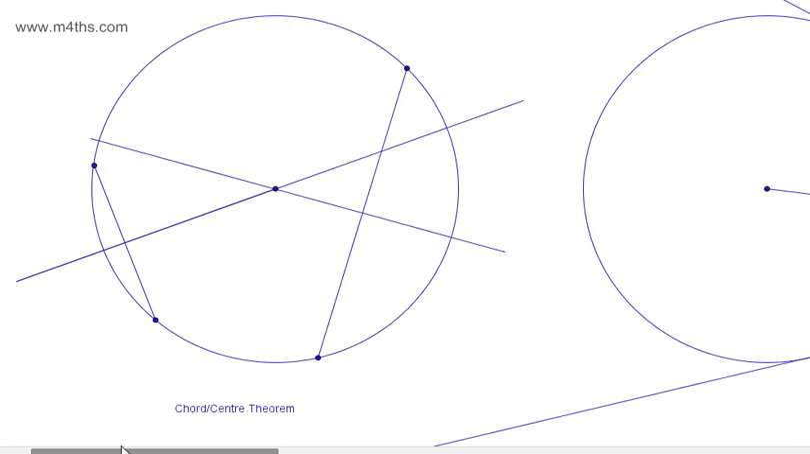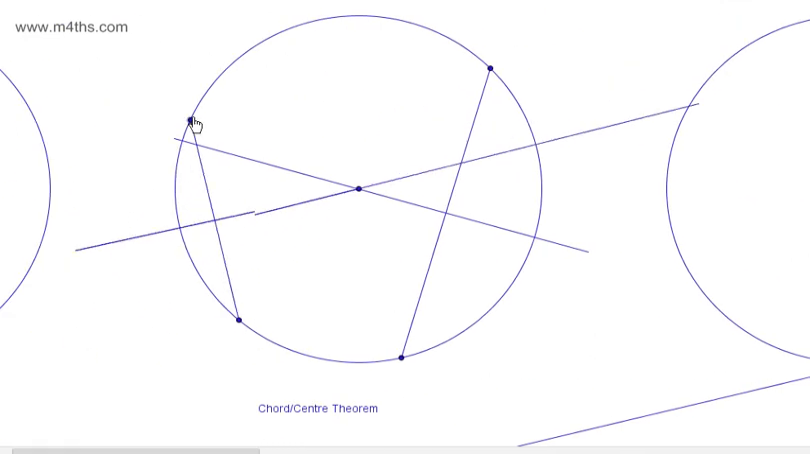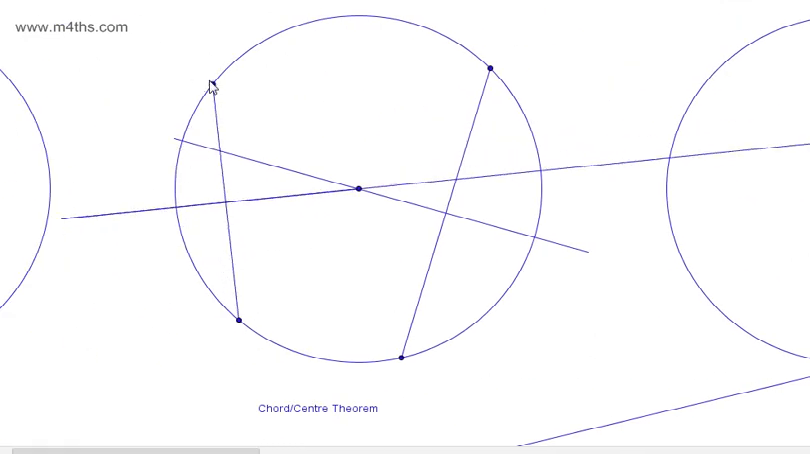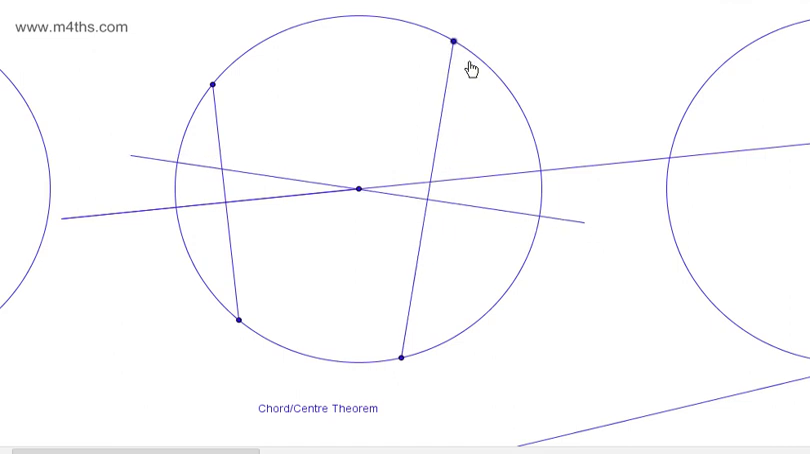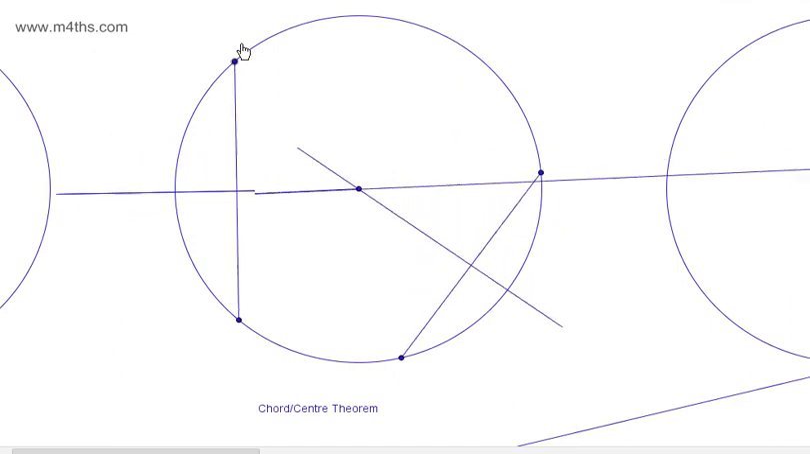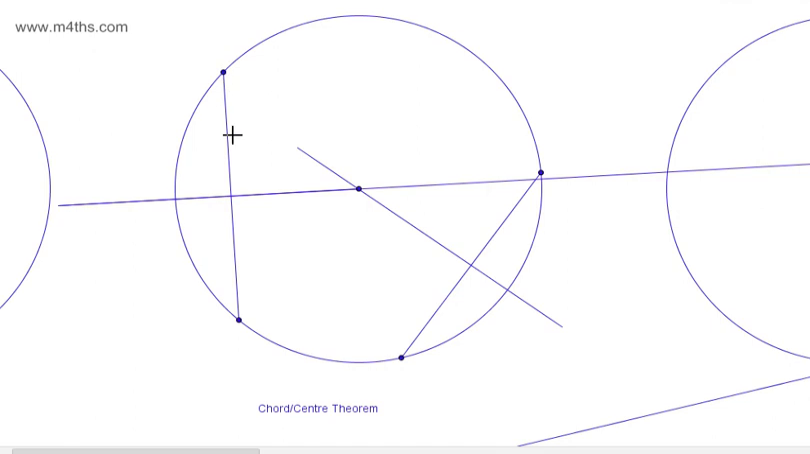I'll quickly look at the next one. This is one that isn't as frequently seen. If we have a chord, that's just a line, like a diameter, that doesn't pass through the centre, and another chord, and we bisect those chords with a perpendicular bisector, that's a line that cuts through the centre of the chord at right angles. If we have two of those, they will find the centre of the circle. As you can see, this line right here, if we bisect it, it will find the middle.